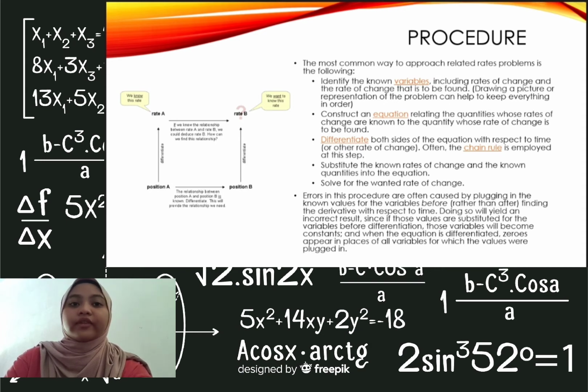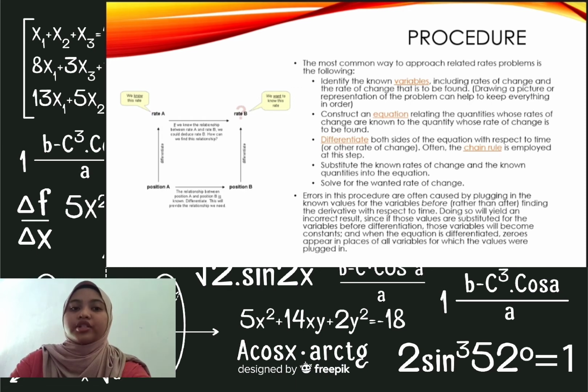First, identify the known variables, including rates of change and the rate of change that is to be found. Draw a picture to represent the problem because it can help to keep everything in order. Second, construct an equation. The equation must relate the quantities whose rates of change are known to the quantity whose rate of change is to be found.